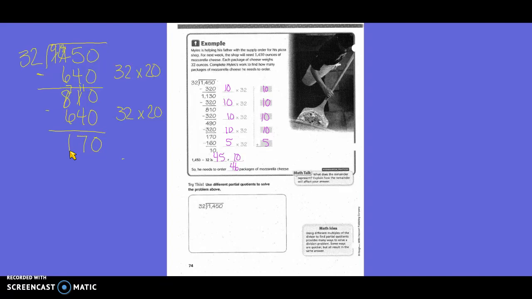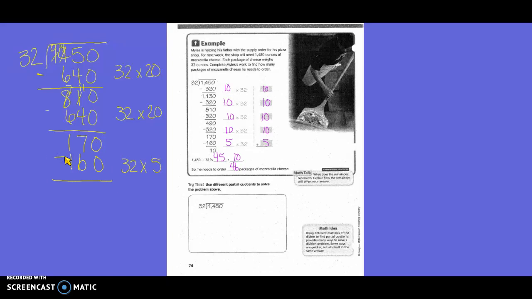Now I need to take 32 times what? 32 is approximately what rounded? 30. So how many times could 3 go into 16 without going over? 5 times. So let's try that. So mentally 2 times 5 is 10. Put over the 0. Mentally carry the 1. 5 times 3 is 15. Plus 1 is 16.